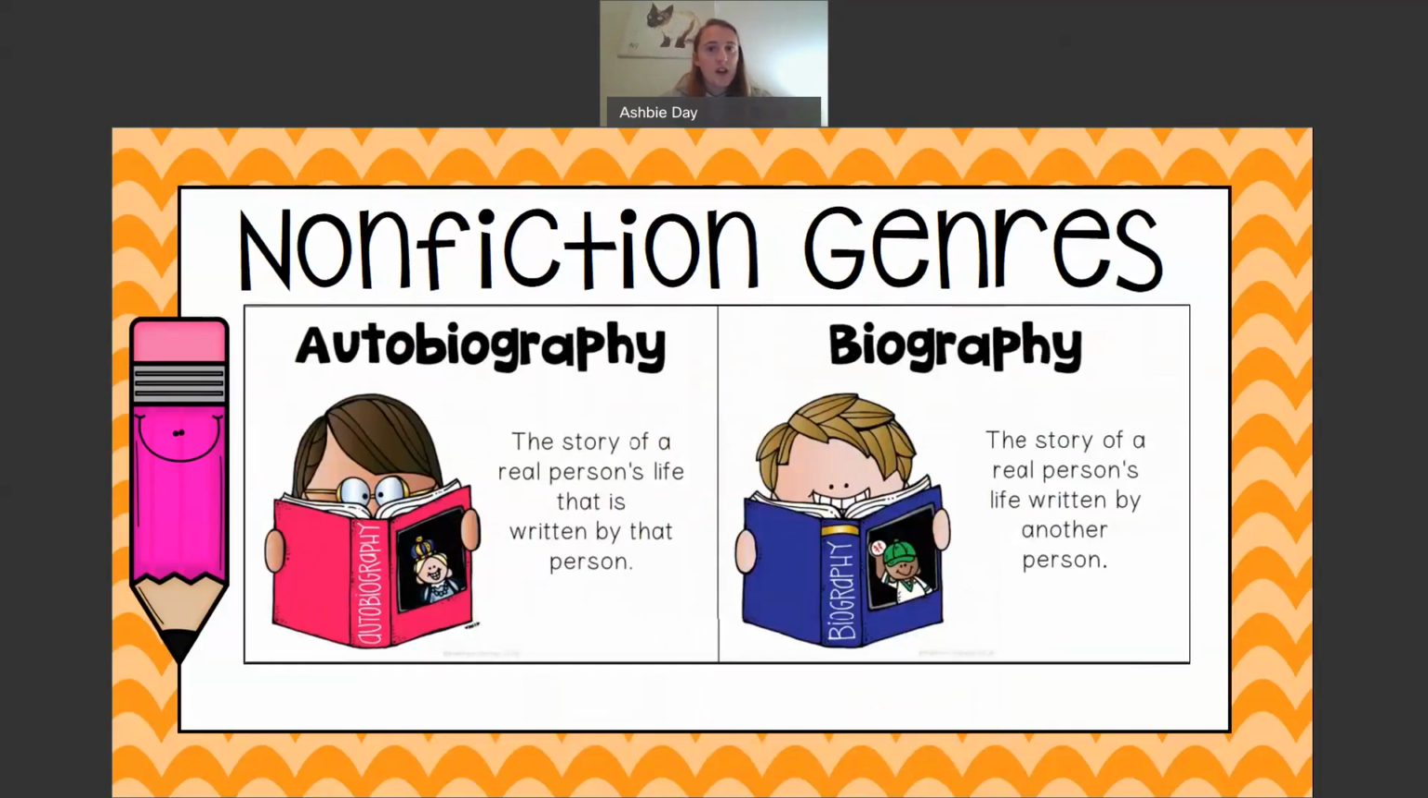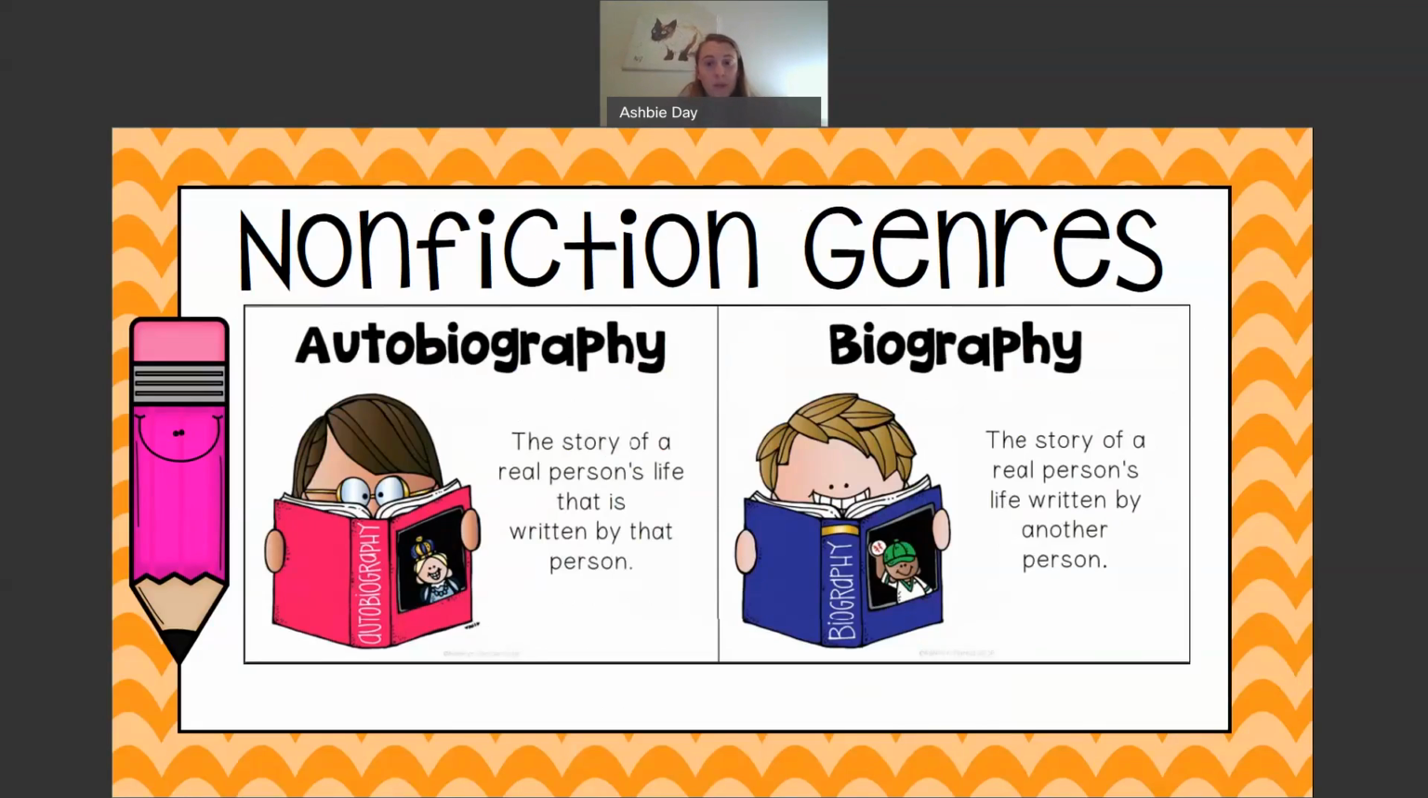Now, nonfiction genres, there's not as many that we're going to focus on here. The two that we're going to be focusing on are an autobiography and a biography. And a lot of us already know what the difference between those two are. An autobiography is a story of an actual real person's life that's written by the person that it's about. That's an autobiography. Now, a biography, on the other hand, is a story about a real person's life that's written by someone else.